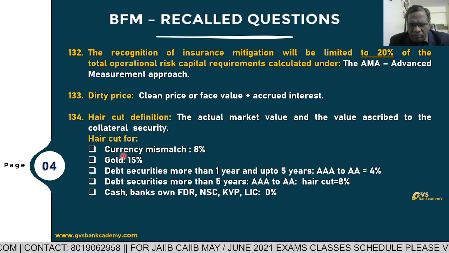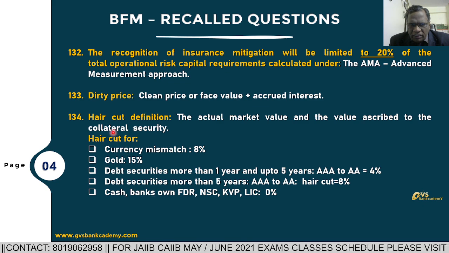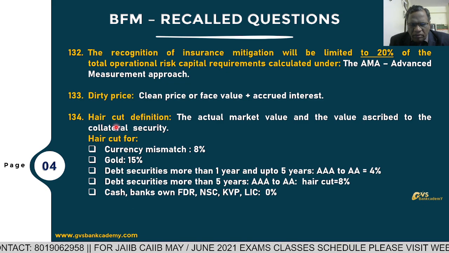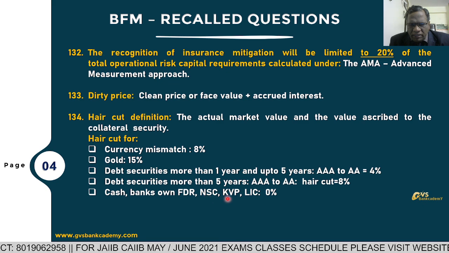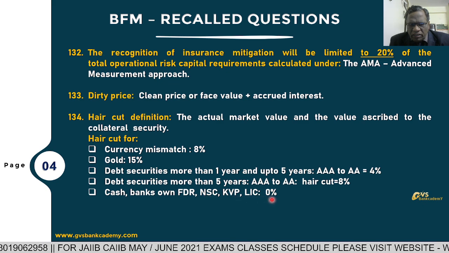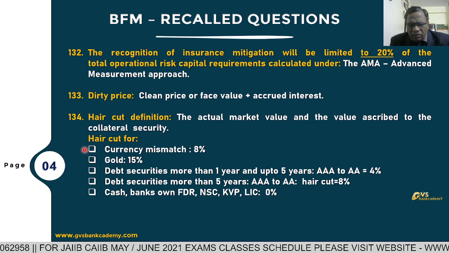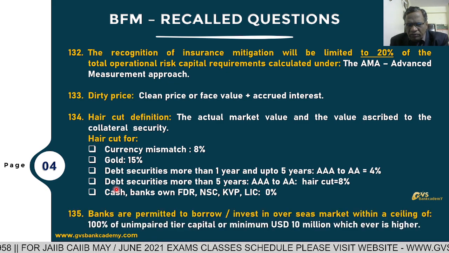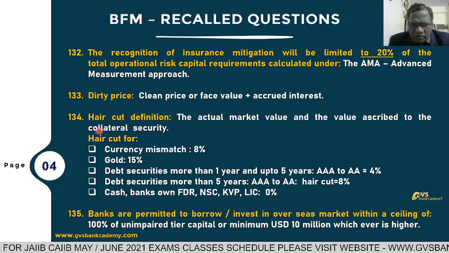Cash margin, bank-owned FDR: you are taking these as collateral security. Bank-owned FDR, NSC, KVP, LIC: the haircut is 0. There is no haircut for these. So these are the standard haircuts at the time of calculation.